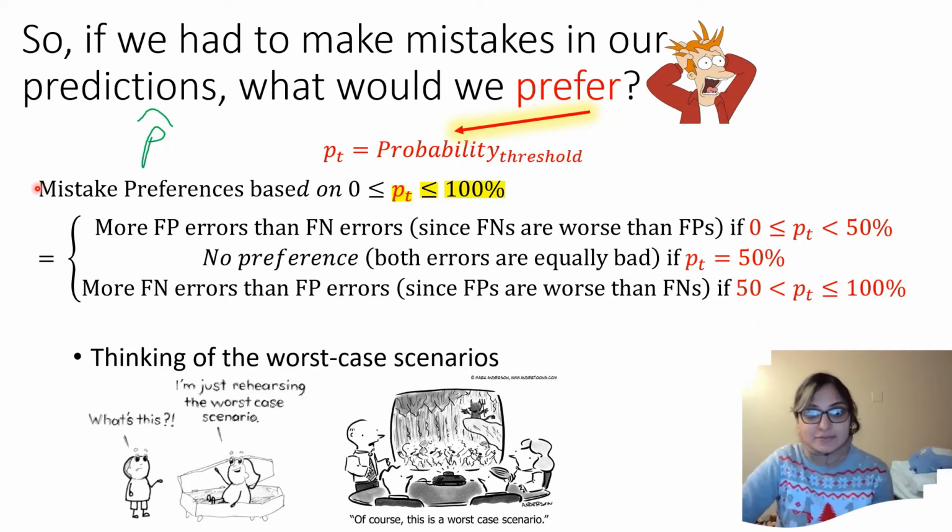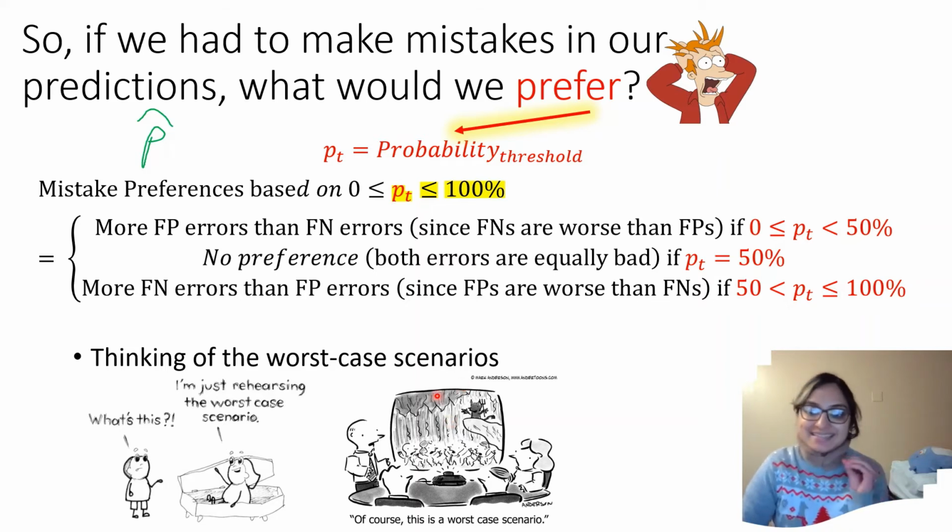So this is sort of like thinking in the worst case again: if you had to make mistakes, what would you prefer? This is cute. It's like, what's this? I'm just rehearsing the worst case scenario here. And this little kid is like, what's this? Being in a coffin, for instance. And somebody here is talking about worst case scenarios, like being attacked by villains. They're showing, of course, this is just a worst case scenario.